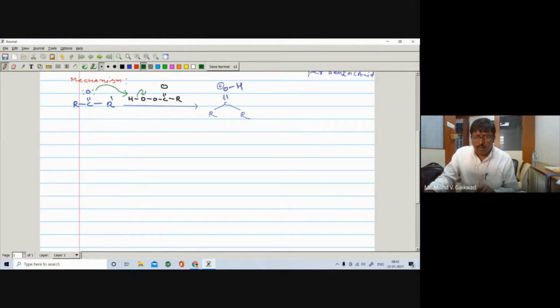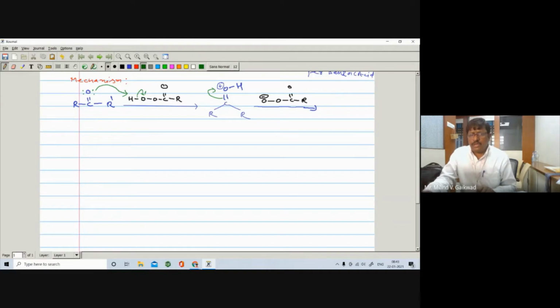So this sigma bond will open on the oxygen, and the negative from this reagent, that is O negative, here is O, here is the C double bond O and R, right? And R. Here is the R. R may be same, may be different. So what happens? It will attack on the oxygen.